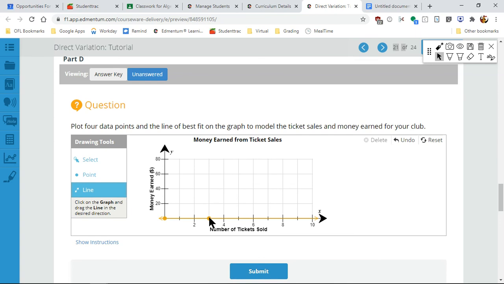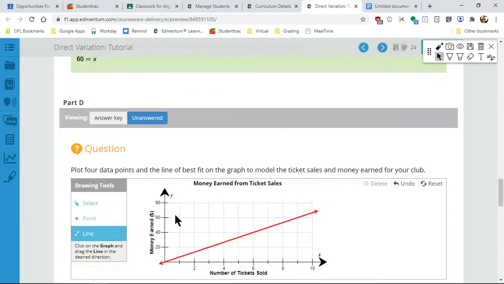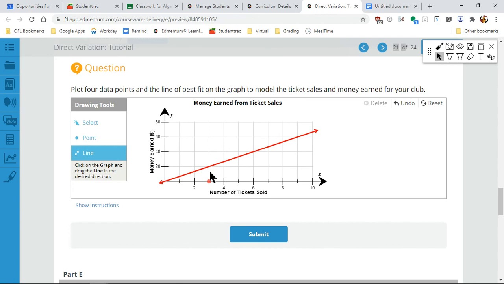Not 60. 60 was if 3 groups of 3 people went. That's 90. So I kind of get what you were saying there, Alyssa. If 9 people go, if 3 groups of 3 go, it would be 60. I think your 2 is pretty far away from your 6, Alyssa. Yeah, it's 20. So we're not doing the third one down. We're not doing 9 people going to get that 60. So if 3 people go, we're paying 20. And because it's direct variation, we can just do a little line there.